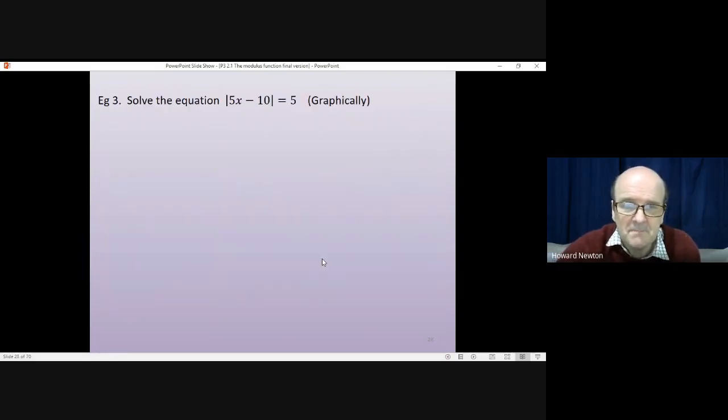Okay, example 3. Have a go at doing this. There is a slight addition to the question. It now says solve the equation, the modulus of 5x minus 10 is equal to 5. But again, have a go yourself. Once you've had a go, then restart the video.